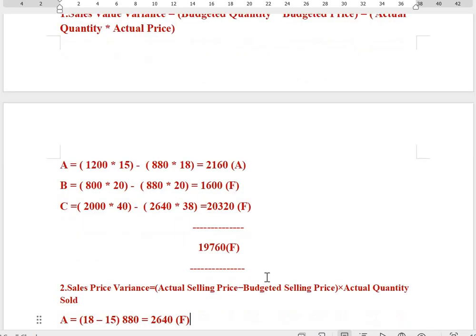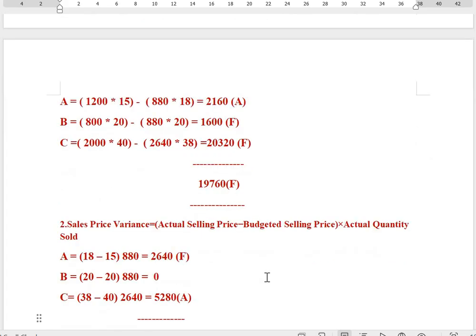The next one is the sales price variance. We compare the price: actual selling price minus budgeted selling price, into actual quantity. For A, 18 minus 15: actual is more by 3 rupees, so 3 into 880, and that is favorable. For the second product both are the same, 20 minus 20 is 0, so 0 into 880 is 0. For product C, 38 minus 40 is minus 2, because actual is less than budgeted. Minus 2 into 2,640 gives 5,280 adverse.